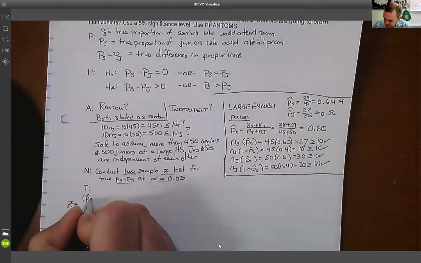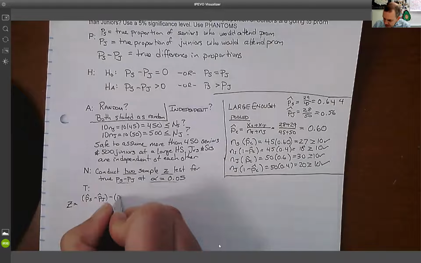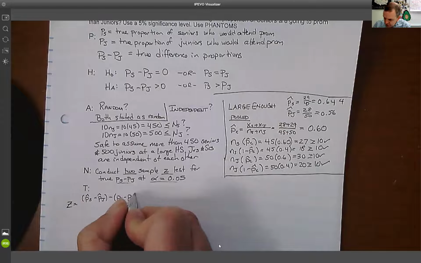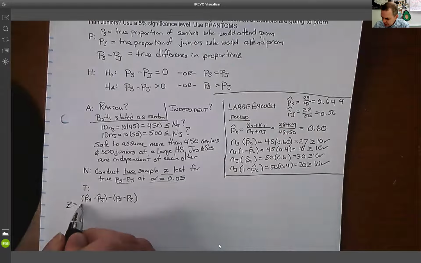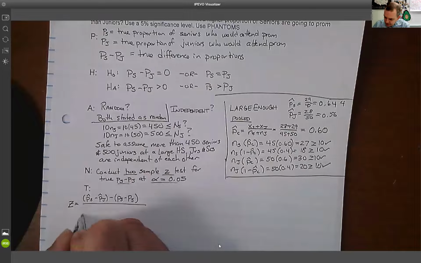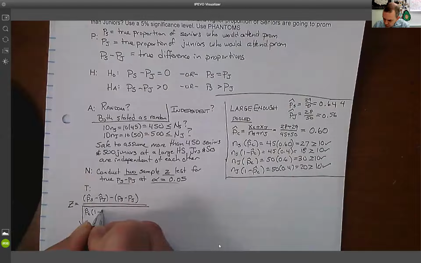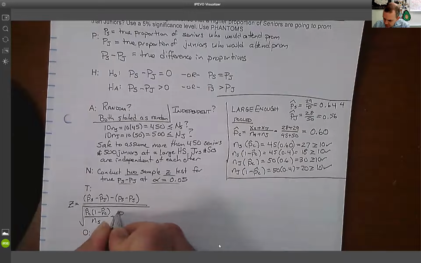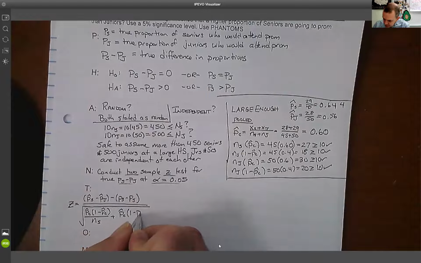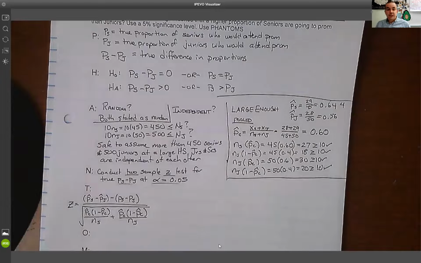It would be P hat seniors minus P hat juniors, minus P senior minus P junior. So we're trying to figure out the difference in the samples versus the difference in the parameters. And the difference that's going to come here is I'm going to use the pooled proportion down here over the sample size of seniors, plus the pooled proportion over the sample size of juniors. So I'm going to base the standard deviation on the pooled proportion.